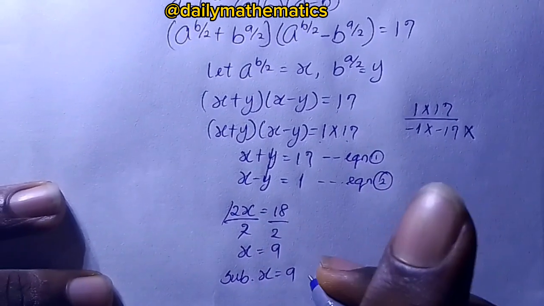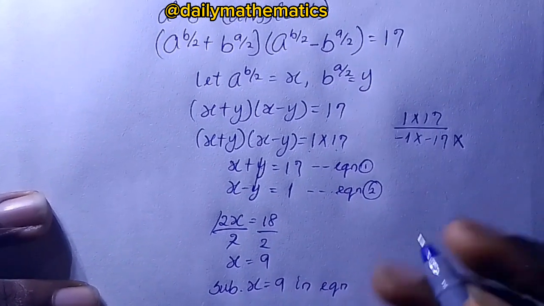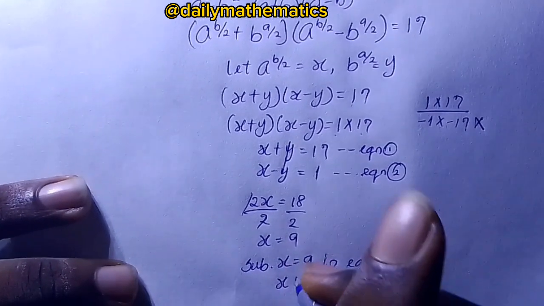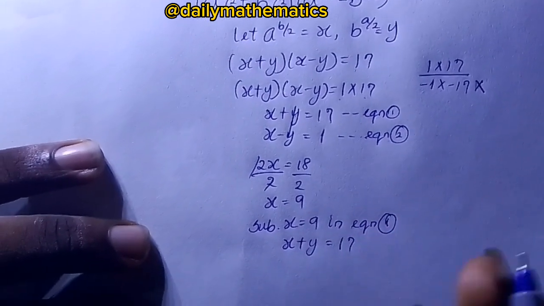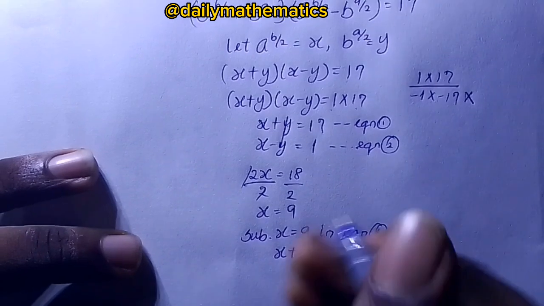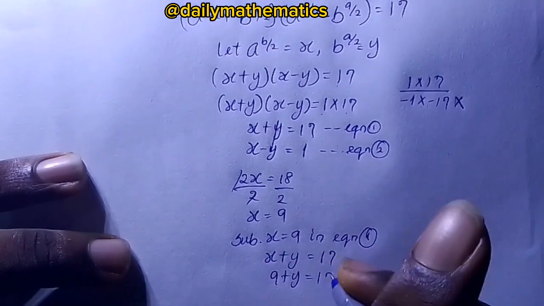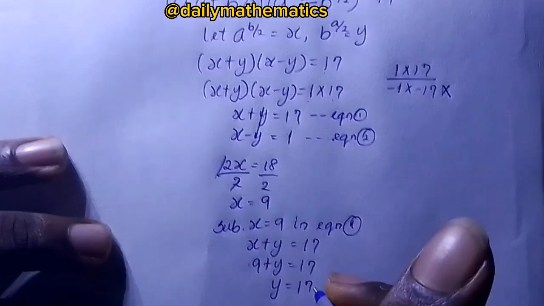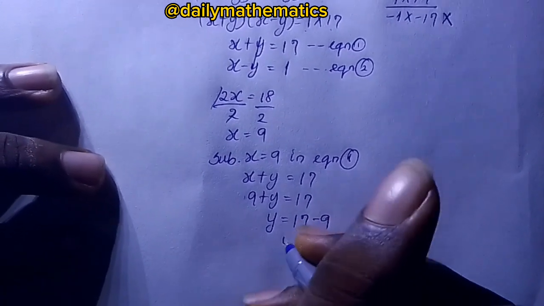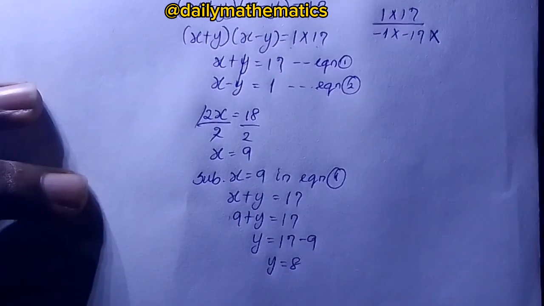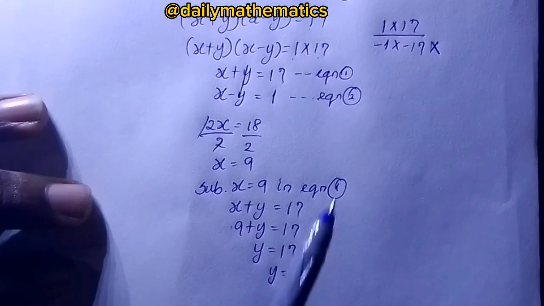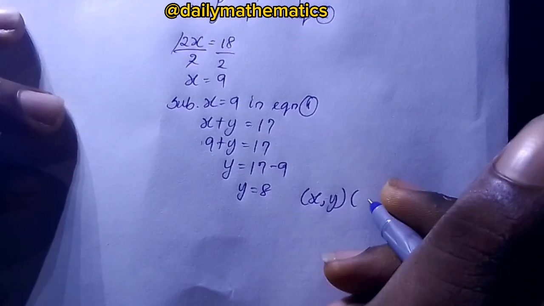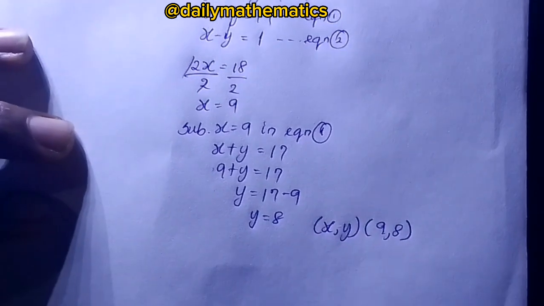So we will substitute x equals 9 in any equation of your choice, either equation 1 or 2. I choose equation 1. Equation 1 says x plus y equals 17, and so x becomes 9: 9 plus y equals 17. So y equals 17, and this is plus 9; when it crosses the equal sign, it changes to minus 9. y equals 8. So y equals 8, and you see here x equals 9. So from here, (x, y) equals (9, 8), right?